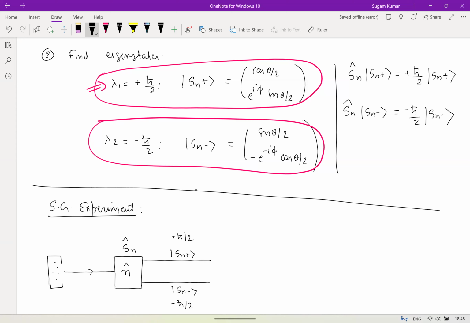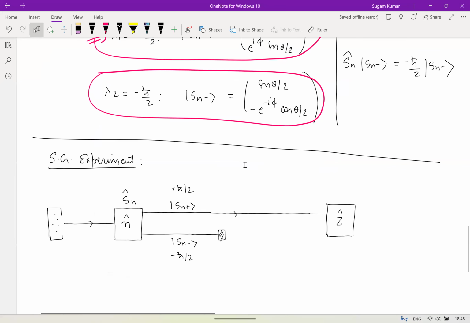All right. And this vector Sn plus, and just a minute. So these are the two beams you're going to get. And again here, if I block one beam and let the other beam pass through another SG experiment in which the magnetic field is along the z direction, then what are you going to get? That is our task here.